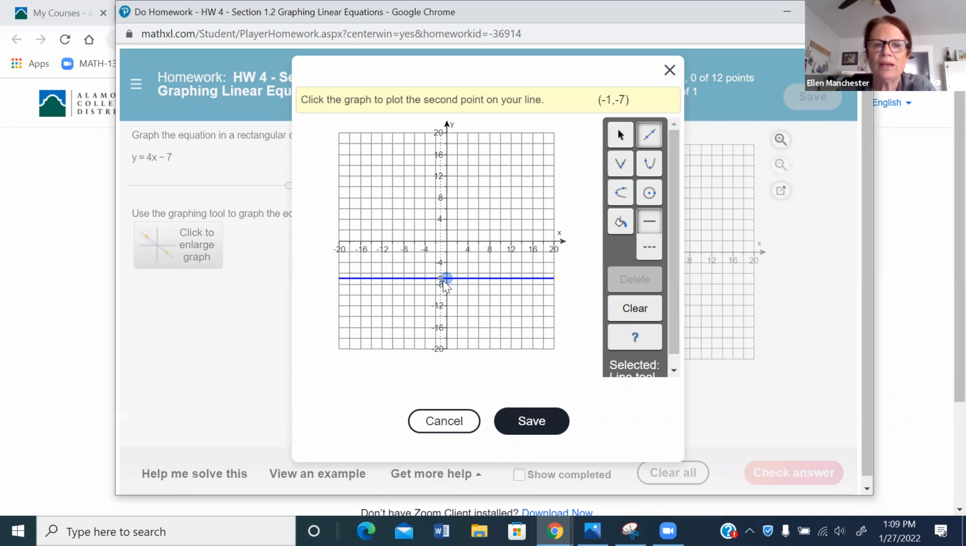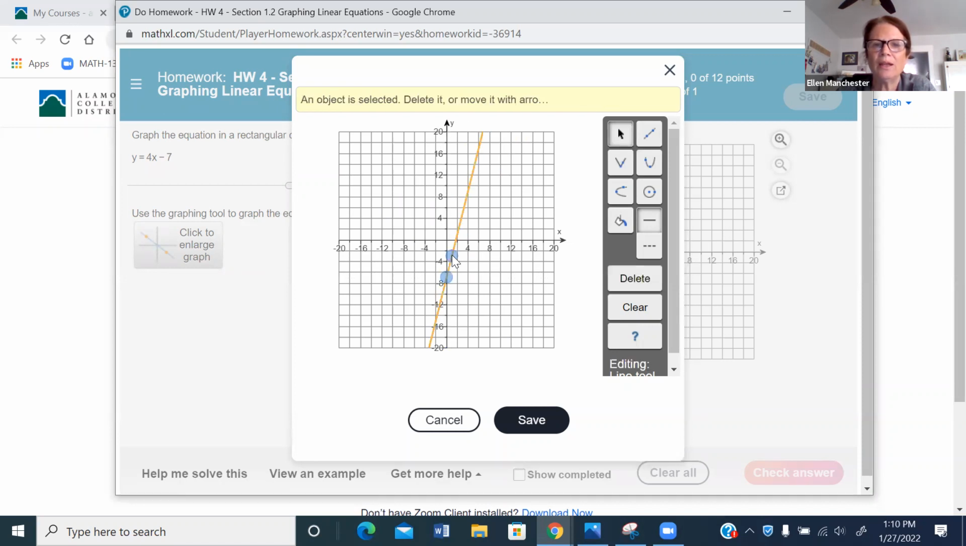Okay, let me try it again. I'm at 0, -7. I'm taking my cursor up 4, which takes me to -3, and over 1, and then I click again. Now you'll notice the line is orange. What that means is that it hasn't been set. It's not a set answer. So you're going to click one more time. When your line is blue, now it's set.